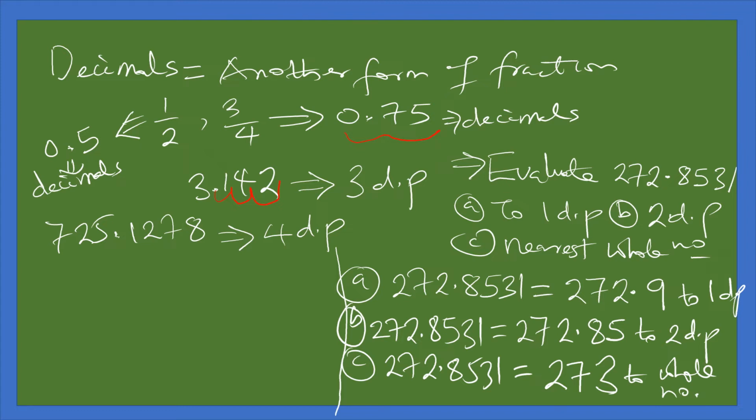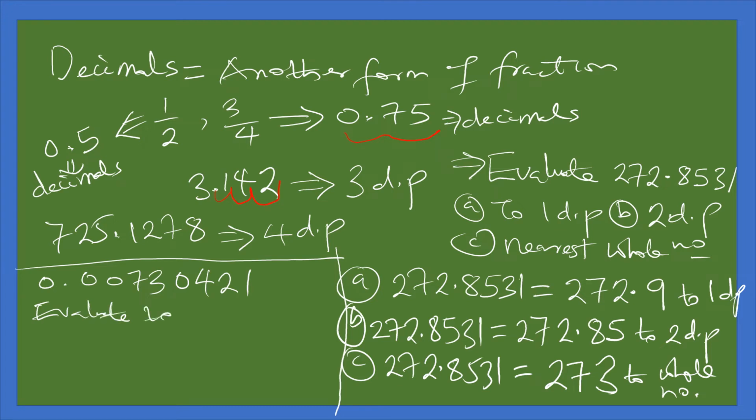So it is as easy as ABCD. We'll solve more examples so that you get the points we are talking about. Now let's look at 0.007304221. Okay. Now you are asked to evaluate to 4 decimal places. What will be the answer?